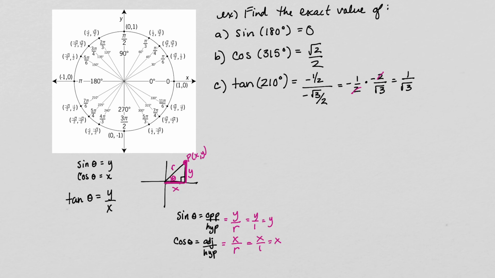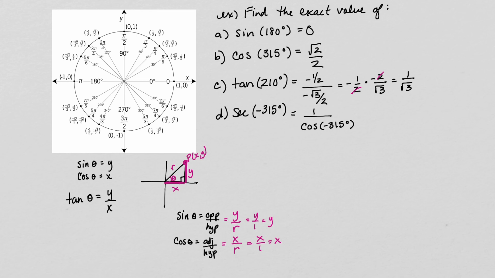Okay, let's do a couple more. What about D? What about the secant of minus 315 degrees? The first thing you want to remember is that the secant is the cosine flipped over, right? So this is going to be 1 over the cosine of minus 315 degrees. If I'm looking for the secant, I really just need to find the cosine.